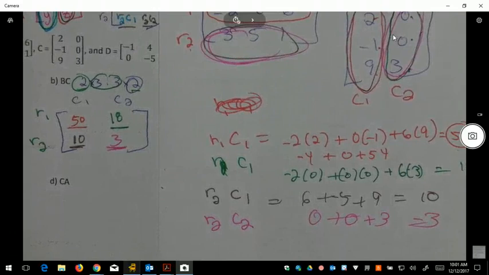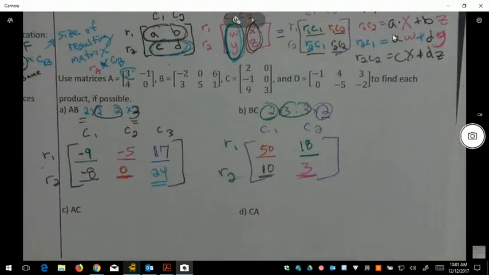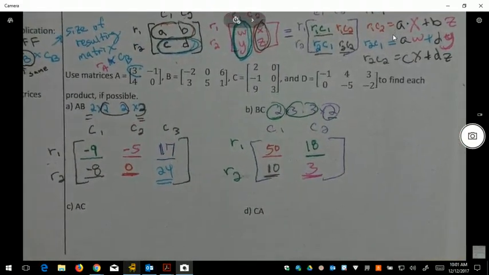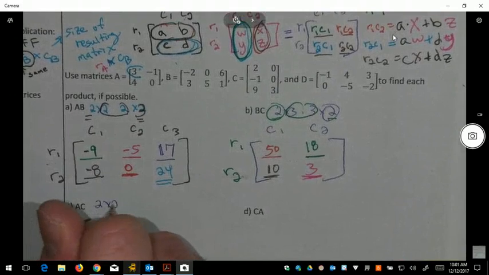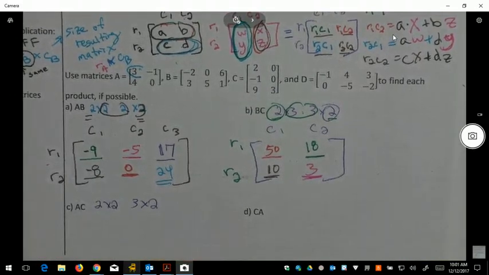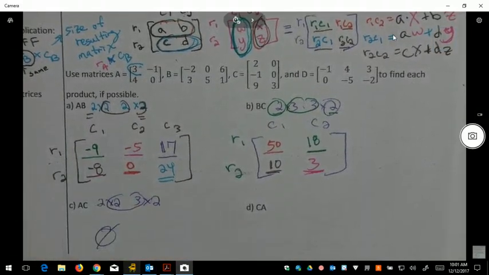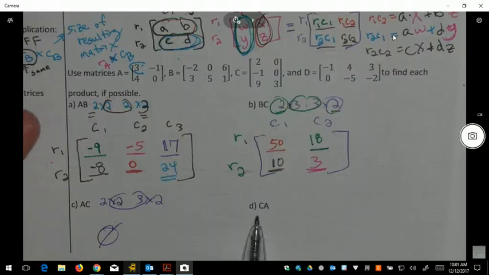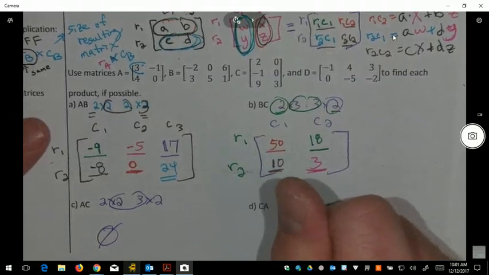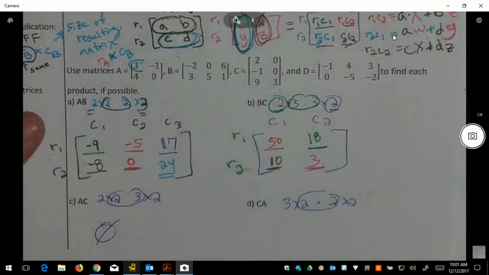Any questions on where those elements came from? All right, let's take a look at letter C. We're asked to do the product of A and C. A times C, A is a 2 by 2, C is a 3 by 2. Could those be multiplied in that order? No, because those dimensions don't match. However, could C times A work? 3 by 2 times 2 by 2 could work because the middle dimensions match.